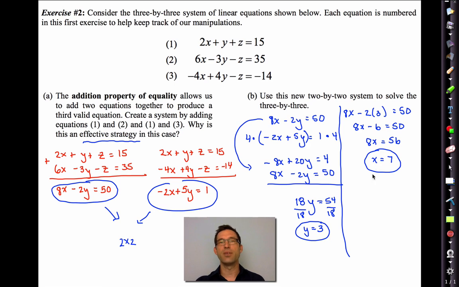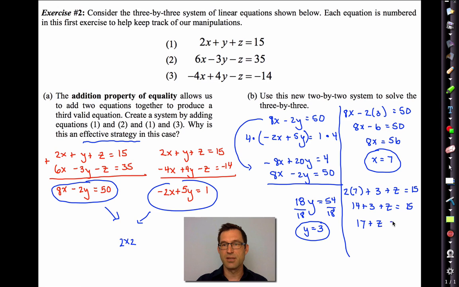All right, finally we take these two and we pick an equation, any equation from up here. I think I'll just choose the first one. So then I'll do 2 times 7 plus 3 plus z is equal to 15. So we'll get 14 plus 3 plus z is equal to 15. 17 plus z is equal to 15. And it looks like z is equal to -2.